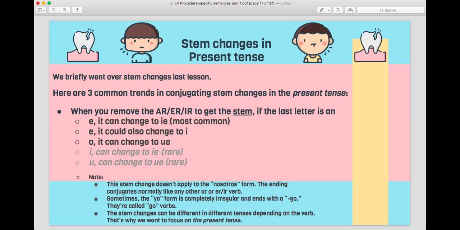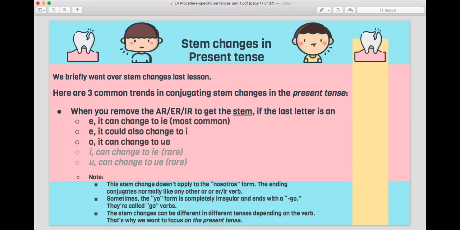Yeah, of course. Okay, so this is where we're going to talk about stem changes. And I know for those of you that attended last week, it was a very heavy lesson. It's one of the concepts that gets confusing, especially for beginners. So we're just going to reemphasize the things that you learned last week in a different way.